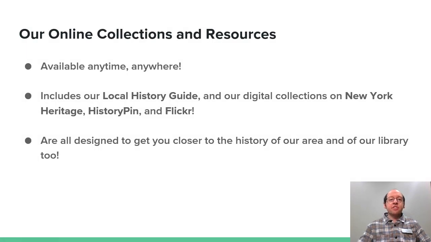So a little bit about our online collections and resources. They are available anytime, anywhere, as I said at the beginning of the video. This includes our local history guide, which we covered in part 1, our digital collections of New York Heritage, History Pin, and Flickr. These are digitized or scanned documents, photographs, and other ephemera that have been added to these database portals, which basically allows you to see a high-resolution image of an original document or artifact in our collection. These are all designed to get you close to the history of our area and our library.